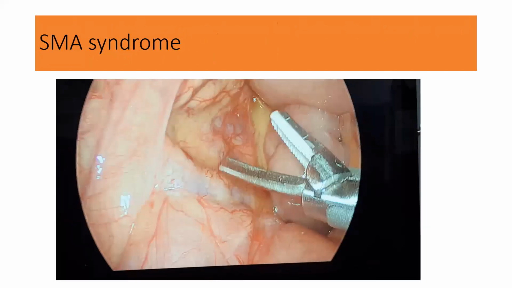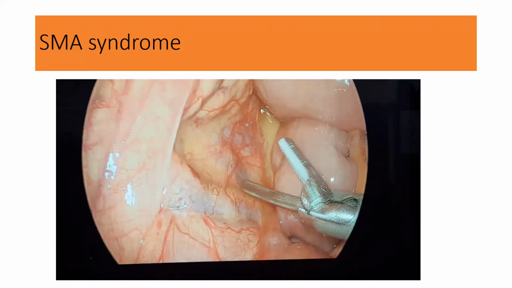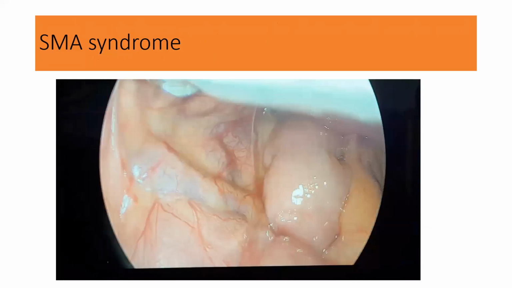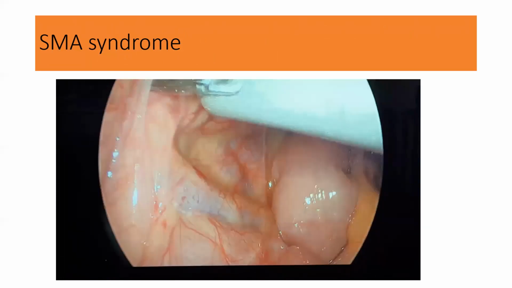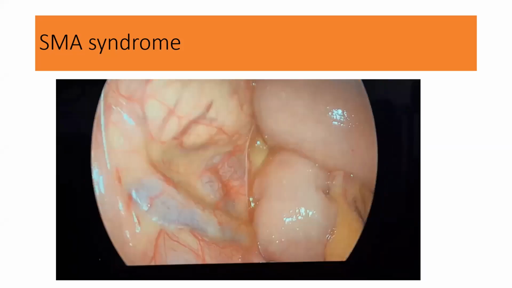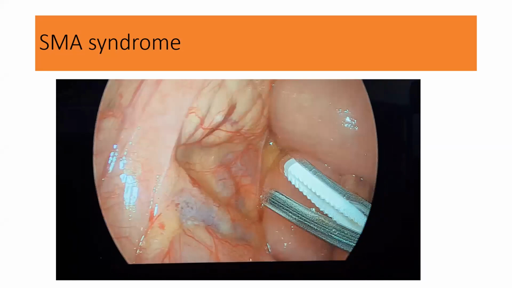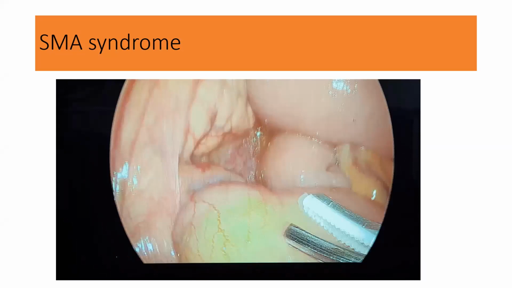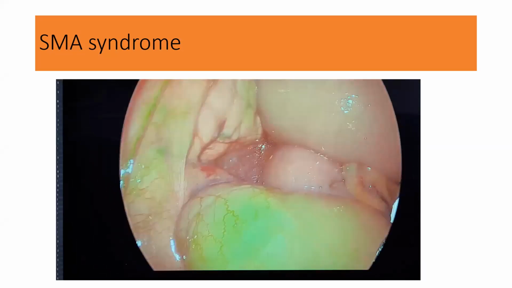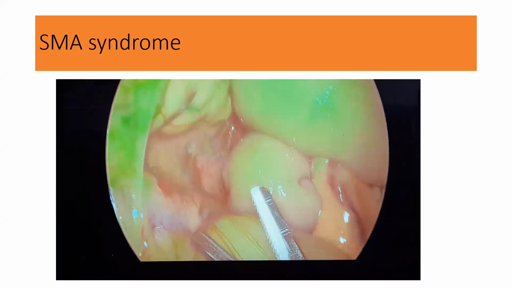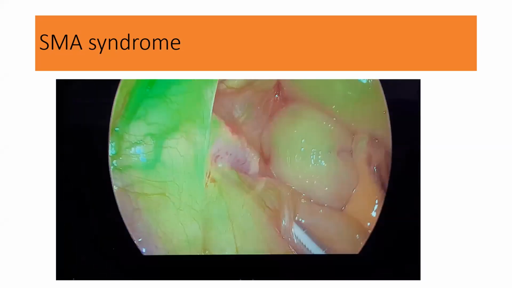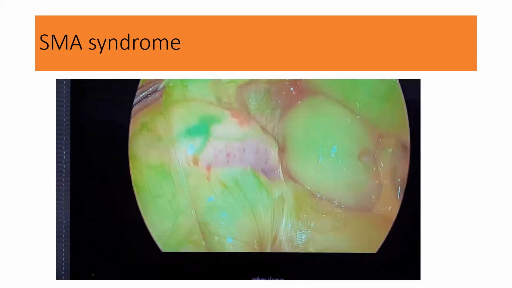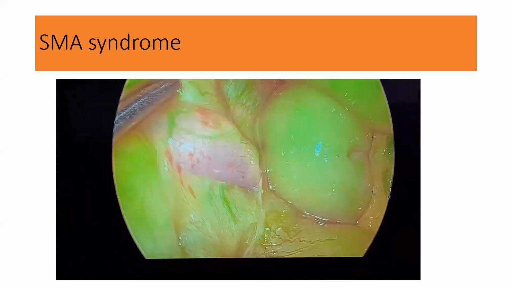In SMA syndrome, the artery is very prominently seen, but the vein is very delicate and less commonly seen. So we have to dissect during our laparoscopic management of SMA syndrome. We can give ICG dye to localize the exact position and extent of the vein, and therefore we can prevent injury to the vein. It is very snugly fitting and very adjacent to the DJ flexure. So that is how we can identify it very well.